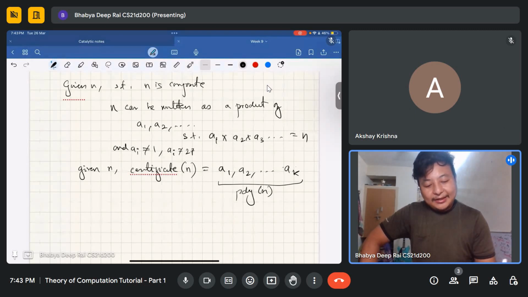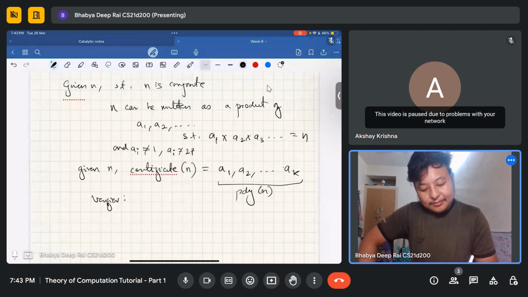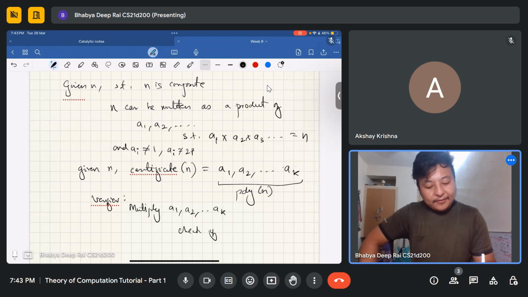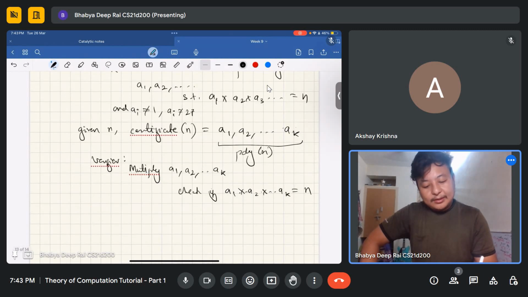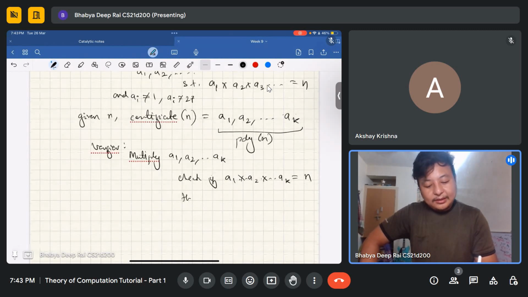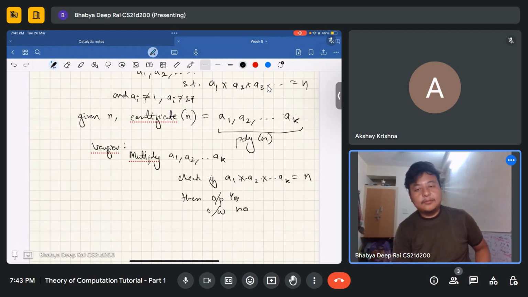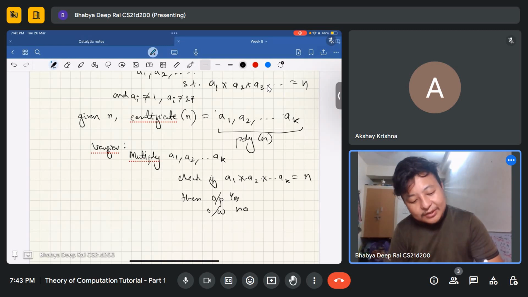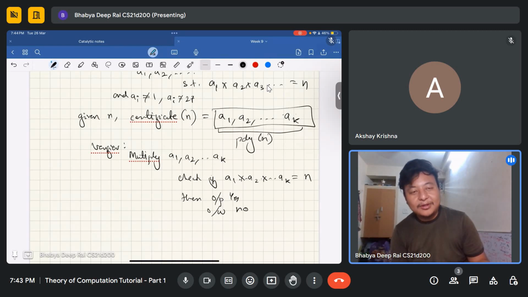And then what does the verifier do? Verifier just does multiply a1, a2 and so on till ak, check if a1 times a2 times and so on till ak is equal to n, then output yes, otherwise no. So I have a small size here. Small size, what do I mean? A polynomial in the size of input.